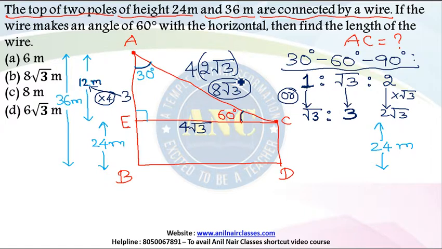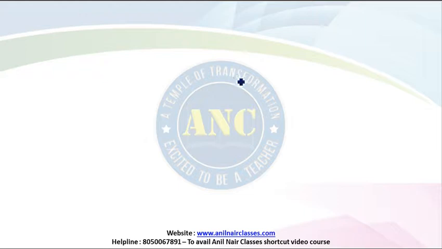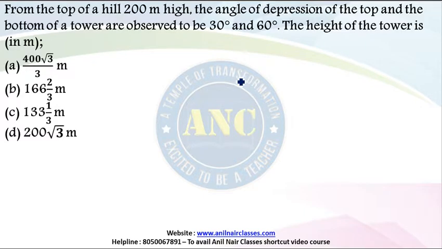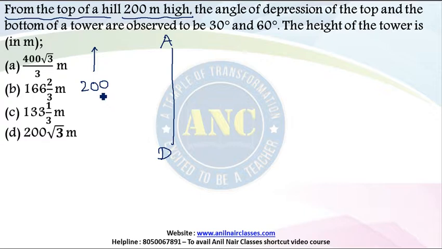Let us take another question, sir. Let us take one more question to illustrate the fact that method 2, what we are doing, is one of the beautiful methods to be implemented. Now see here. Your question is from the top of a hill 200 meter high, that means there is a hill. I will name that hill as AD. According to the question, it is given as 200 meter.